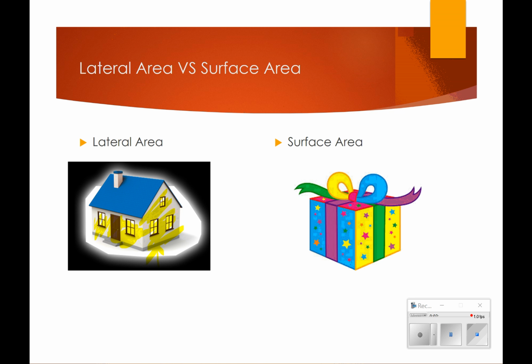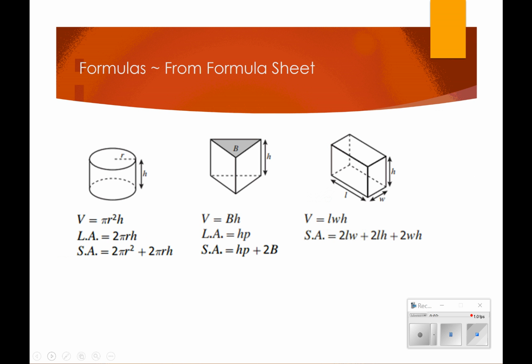Surface area, think of it as how much wrapping paper does it take to wrap a package. Now we all know that they overlap, but the surface area is everything, the top, the bottom, all the sides. So today we're just going to talk about prisms, whether they're rectangular, triangular, hexagonal, whatever they are, and cylinders. And these are cut and pasted directly from your formula sheet that you'll have for your SOL. We're going to be worried about lateral area and surface area today.